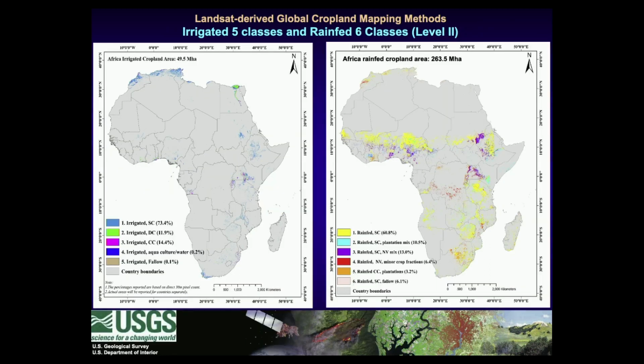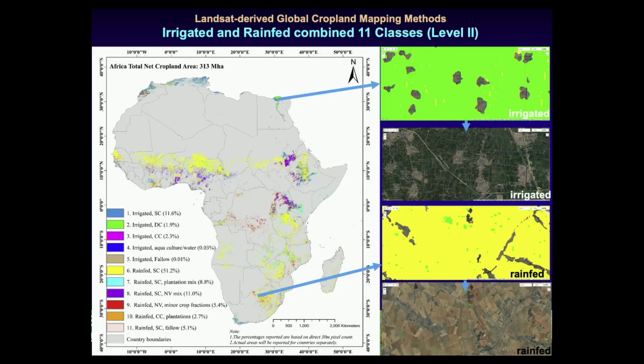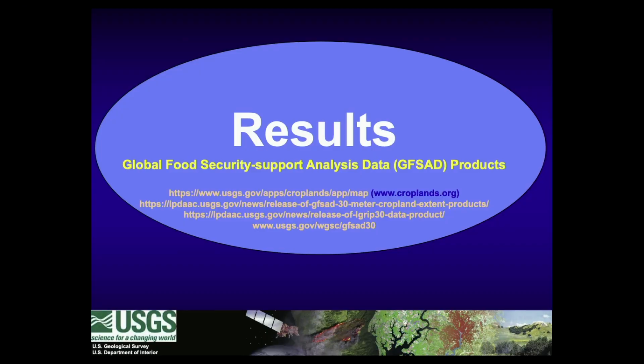And you can combine them and say, show me all the irrigated areas from the 49.5 million hectares, and how much is single crop, double crop, continuous crop. Continuous crop is mostly plantation. Of Africa's 263 million hectares of rain-fed agriculture, you can see how that is distributed, nearly 60% is single crop, and you know where single crop is, and so on. And finally, you combine both irrigated and rain-fed masks and produce an Africa-wide map for that.